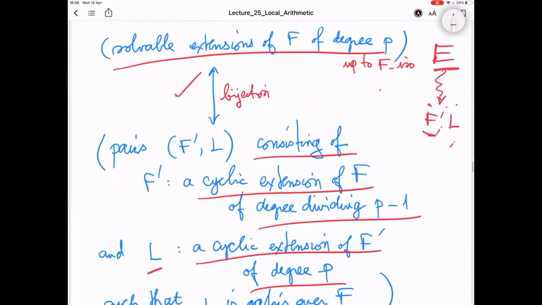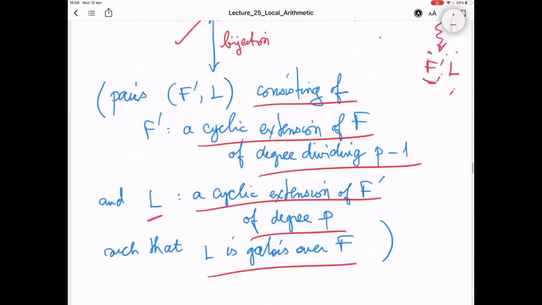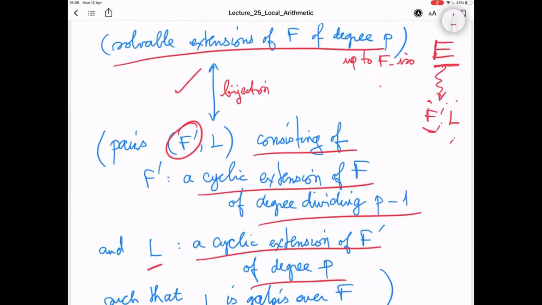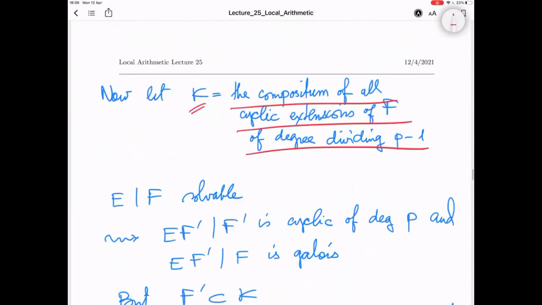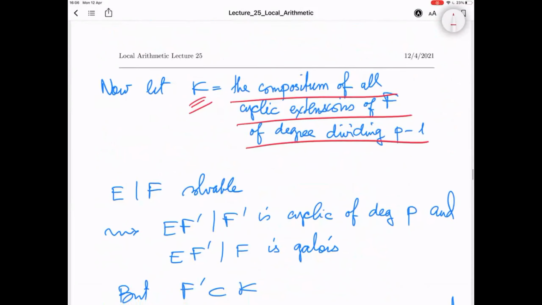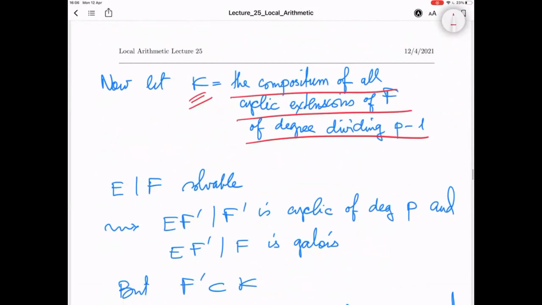Oh, well, okay, let me just say it. This F prime depends upon E. So I'm going to remedy this by taking this K to be the composition of all these F primes.